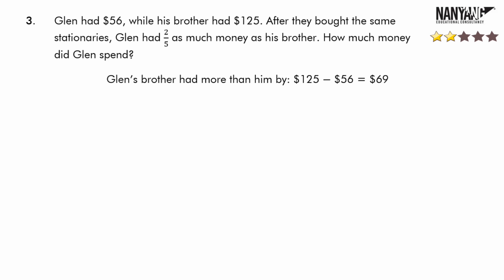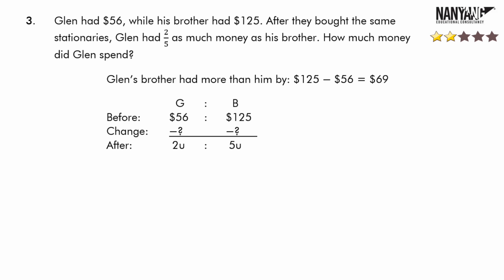Alright, so our first step will be to see how much Glenn's brother had more than him. So we take $125 minus $56 to get $69. Then we write down Glenn and his brother's ratio. Before it will be $56 to $125. The change is we don't know how much money they spent yet. And after that, Glenn had 2 units and his brother had 5 units.